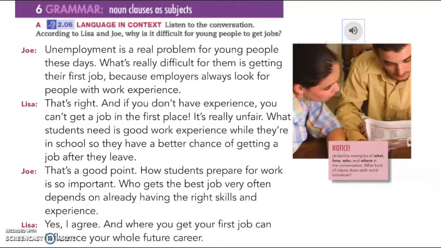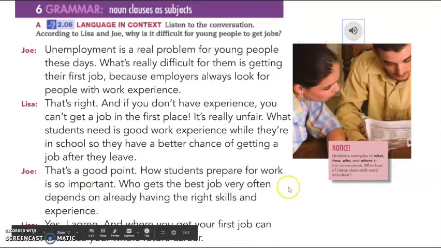That's a good point. How students prepare for work is so important. Who gets the best job very often depends on already having the right skills and experience. Yes, I agree. And where you get your first job can influence your whole future career.